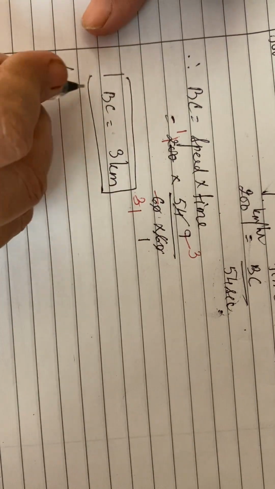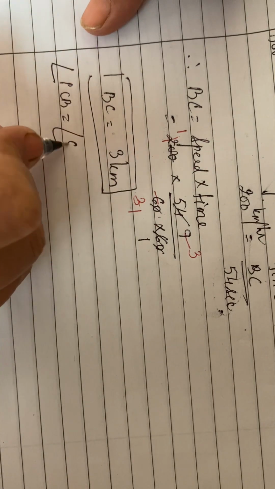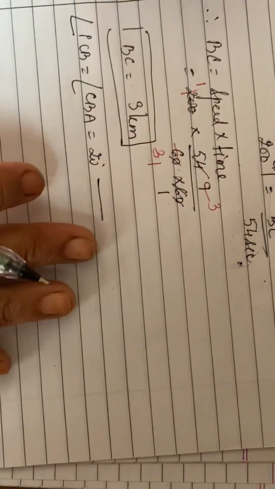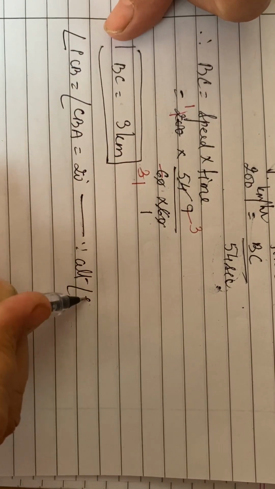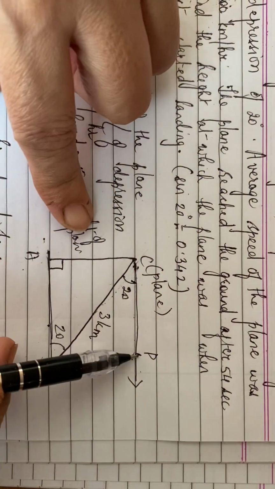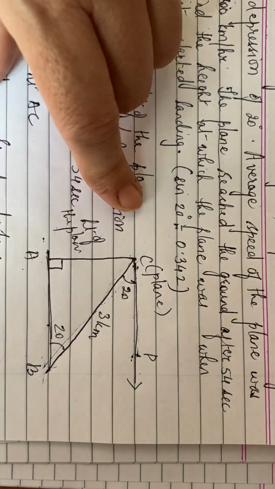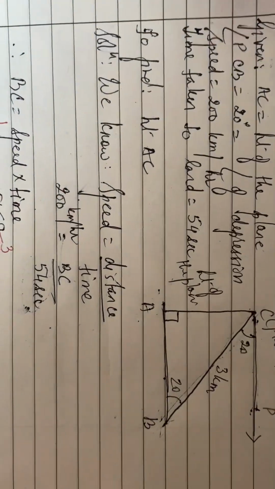Fine. Now we consider angle PCB is equal to angle CBA is equal to 20 degrees. Since what kind of angles are they? They are alternate angles. These two angles, PCB and CBA, are alternate angles. So we go for the right triangle CAB.